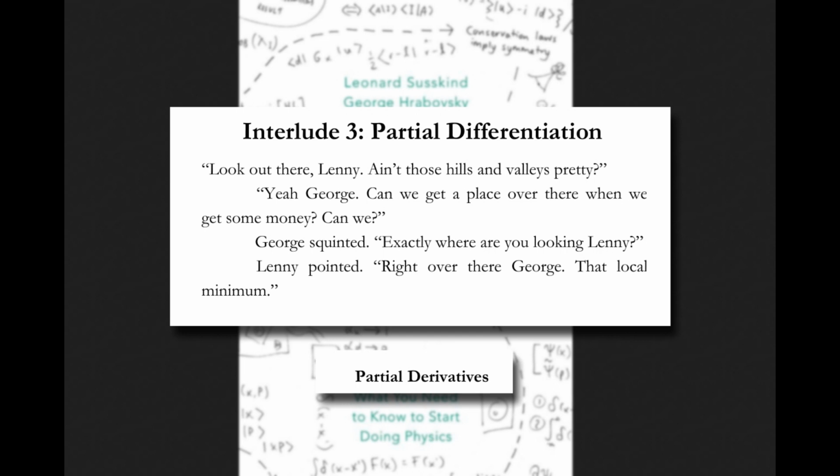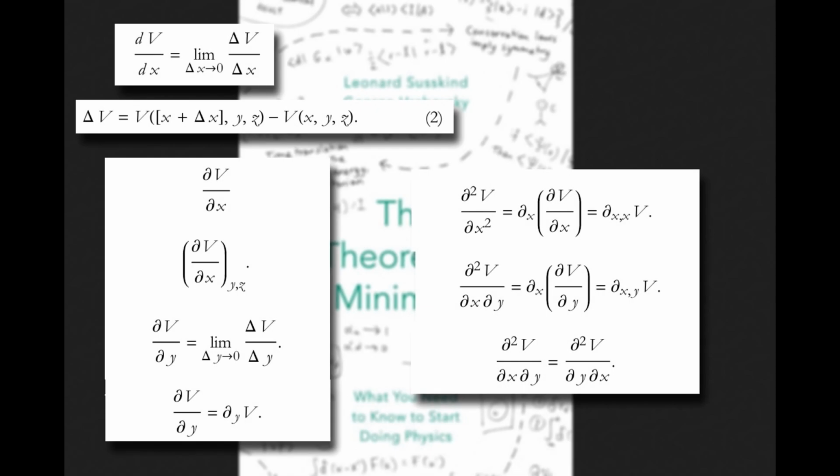The derivative of V is then defined by dV/dx equals the limit as delta x tends to 0 of delta V over delta x, where delta V is defined by delta V equals V at x plus delta x, y, z minus V at x, y, z. Note that in the definition of delta V, only x has been shifted; y and z are kept fixed. The derivative defined in equations 1 and 2 is called the partial derivative of V with respect to x and is denoted by del V by del x.